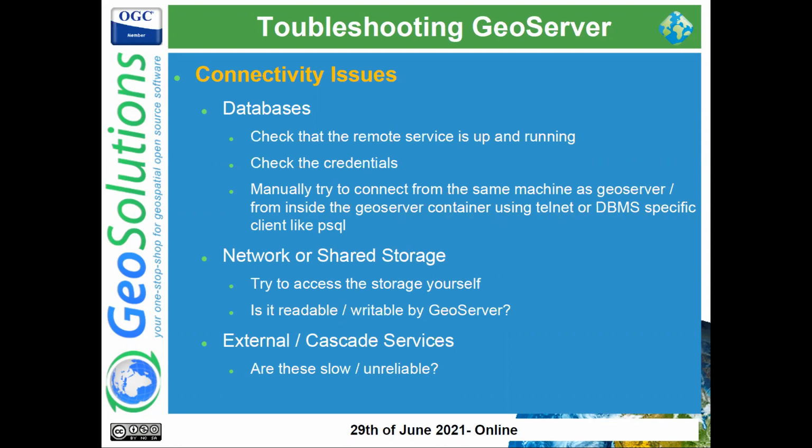Finally, another typical problem if you're using cascade services, so WMS Cascade or WFS Cascade, for instance, is the remote service is unreliable or slow. Okay, so that's another typical problem, and that's a problem because a cascade service that's unreliable or slow makes your GeoServer unreliable or slow to the eyes of your clients.